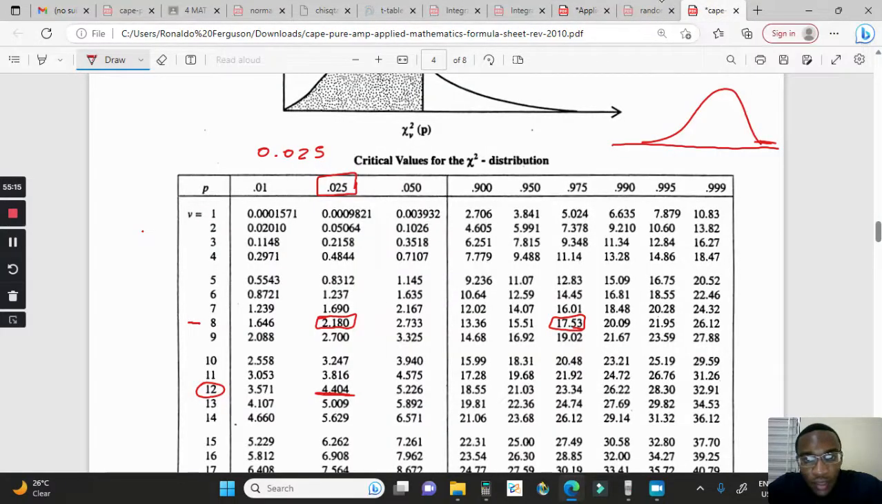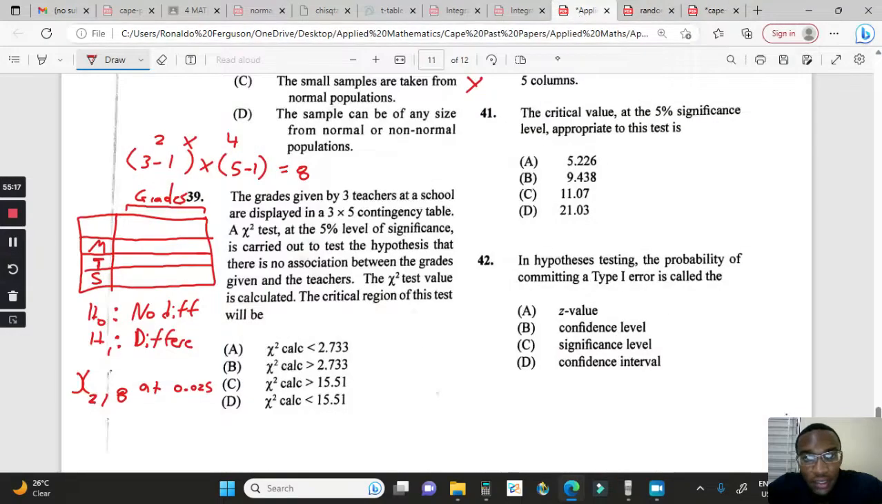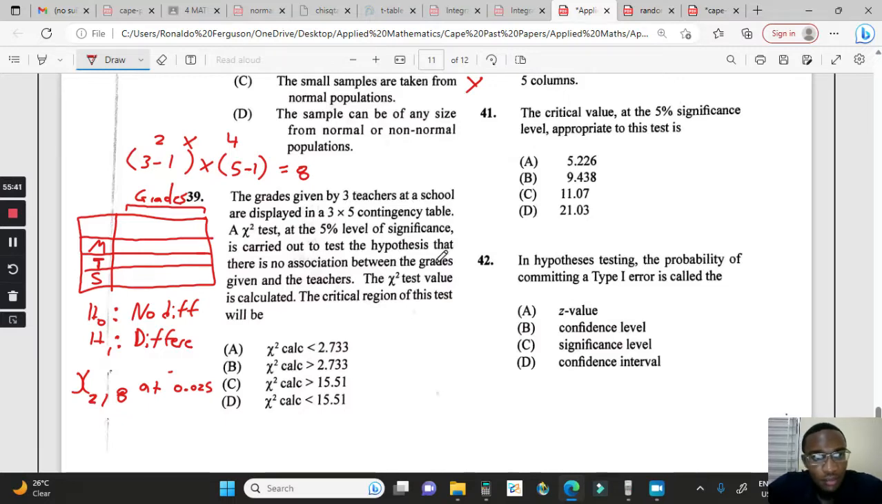2.18. We don't get 2.18. We don't have 2.18. All right, so this would be our critical region. I'm not getting 2.18. They have 2.73. All right, they have 2.73 here. Where did we go off? 3 minus 1 is 2, and 5 minus 1 is 4.